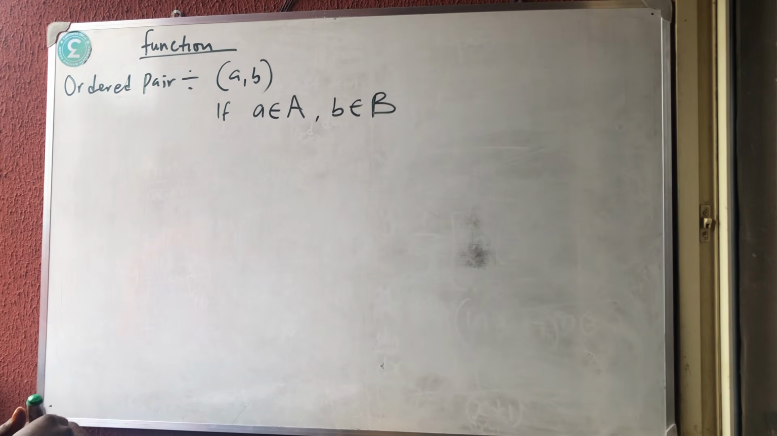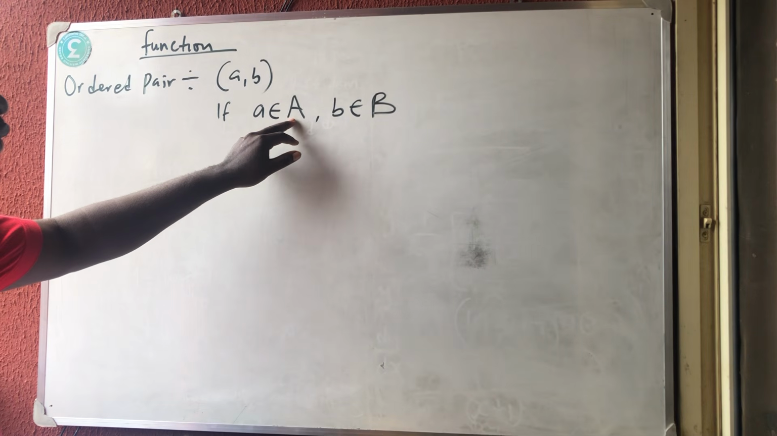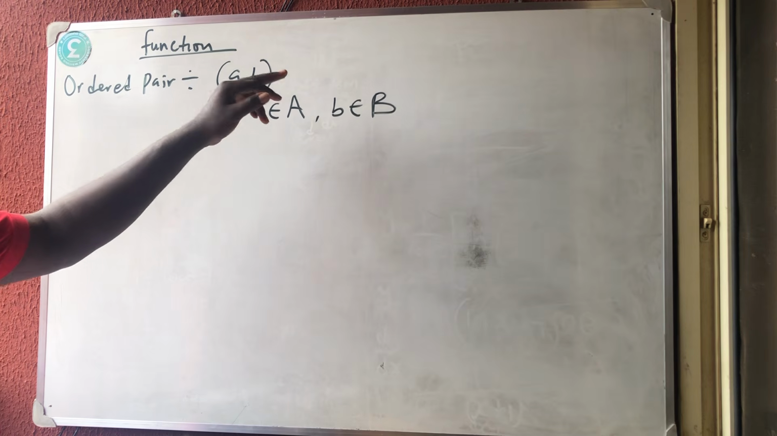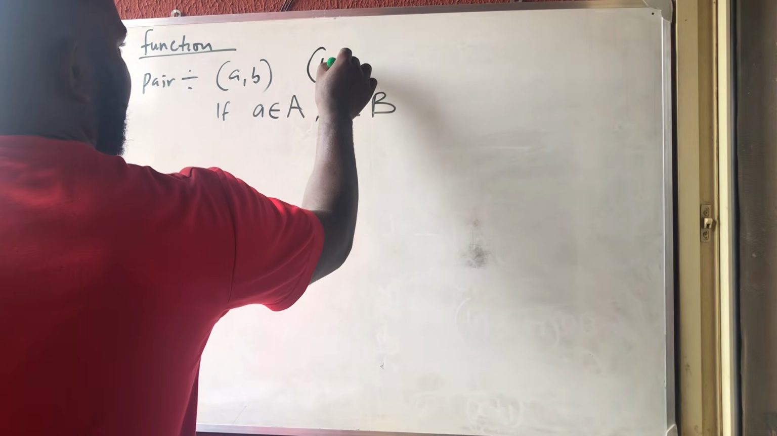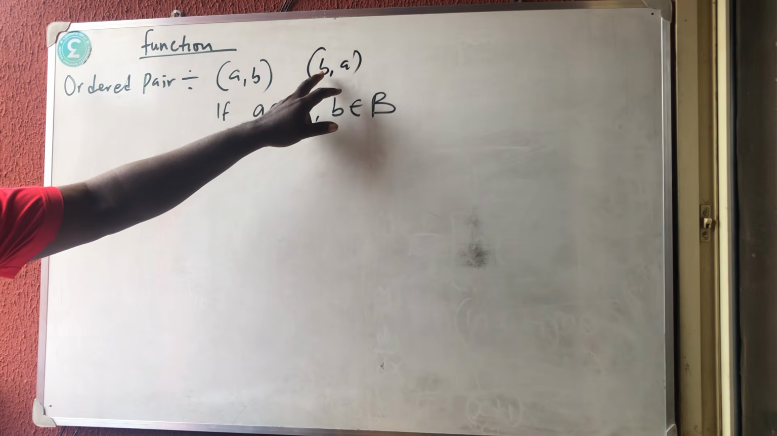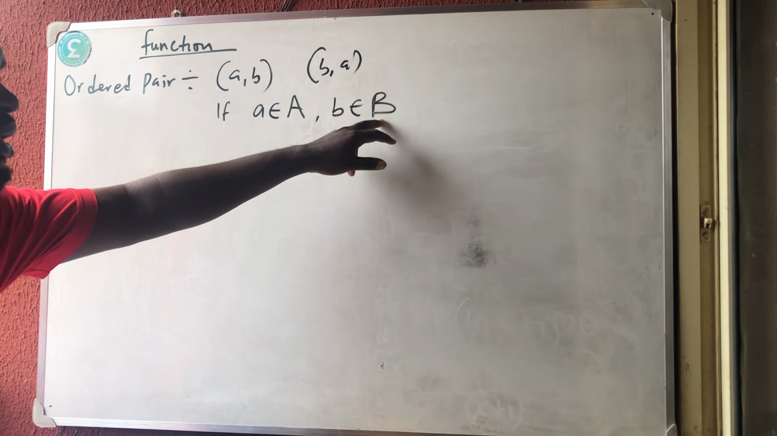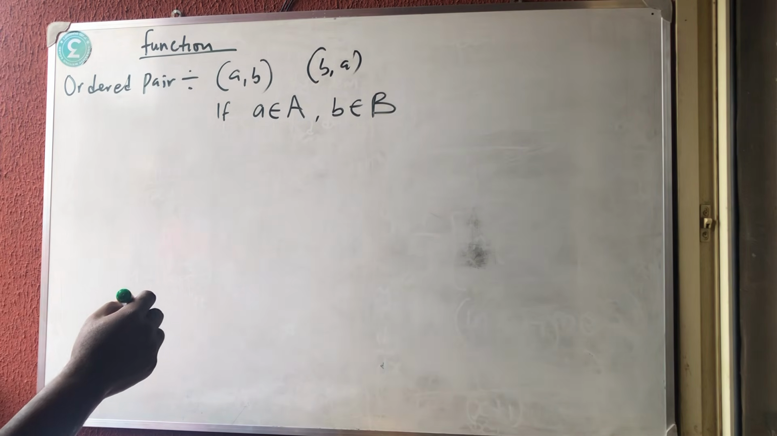An ordered pair is when any first item you are bringing comes from A, and the second item comes from B, then you say that that pair is ordered. Sometimes it can be this way: B and A. It means any first item you are taking comes from B, and then the second one comes from A. You now say that it is an ordered pair.